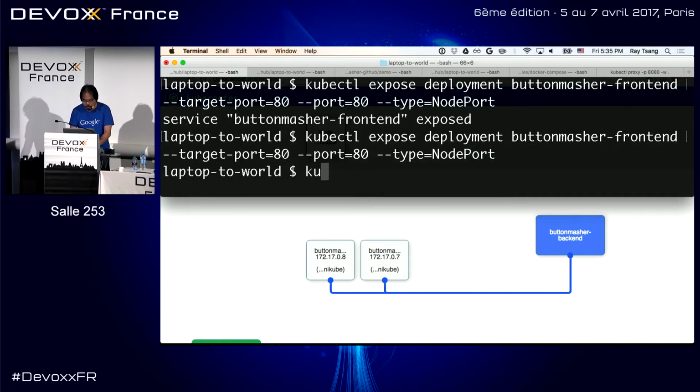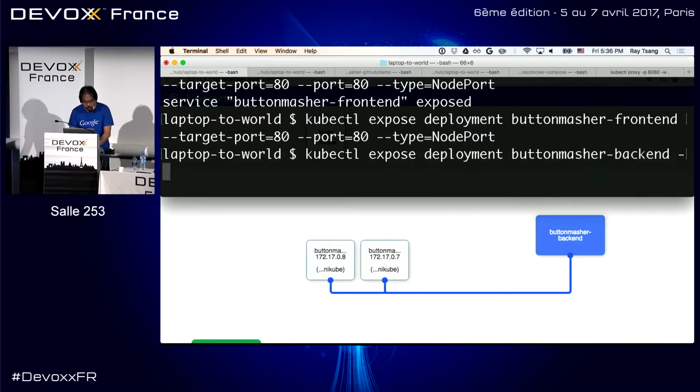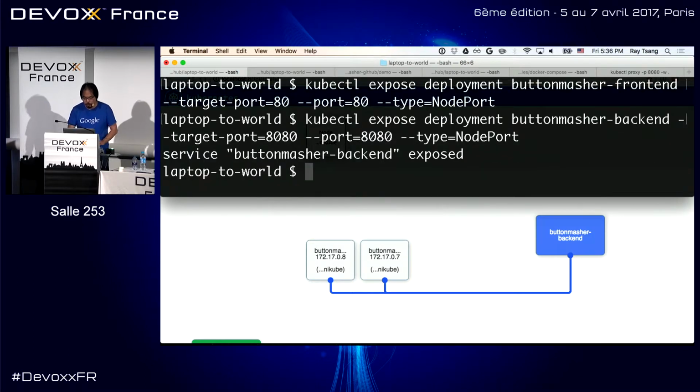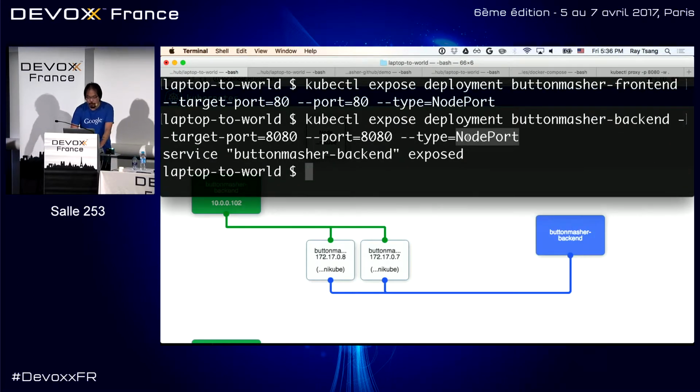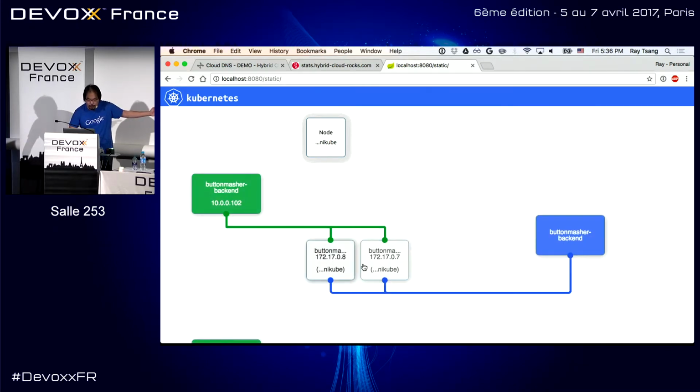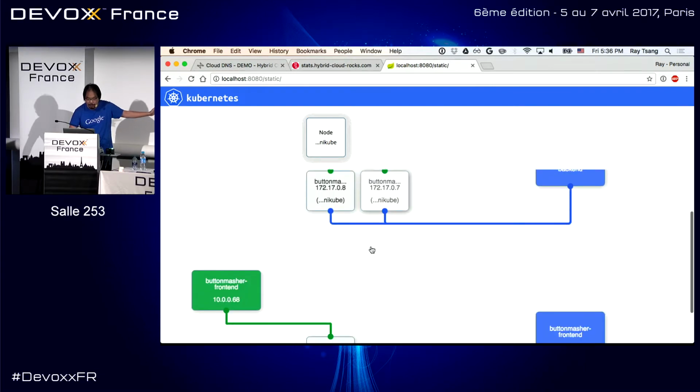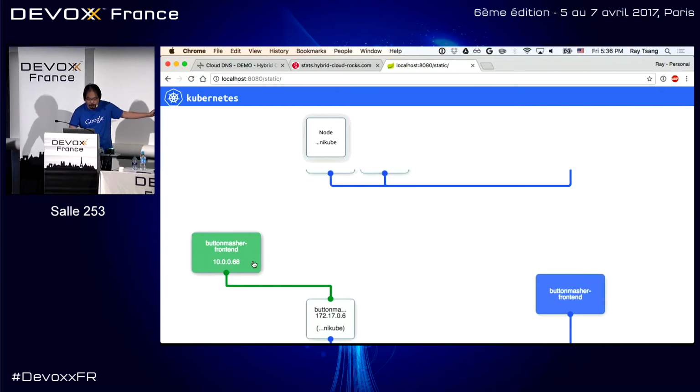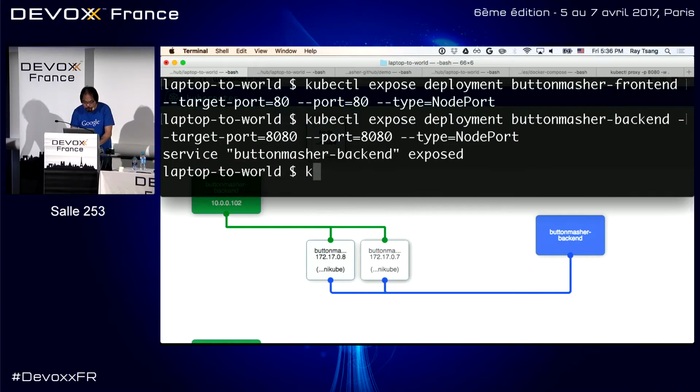So I say kubectl expose deployment button masher backend. The target port is 8080, and I'm going to expose it on 8080. And here in Minikube, I'm going to do something special. I'm going to also expose the application on the actual node. And the node is actually just the VM itself. Okay? So now I have created a load balancer that will front the 2 instances I have for the backend. And I have a load balancer that can front the front end, which only has 1 instance.